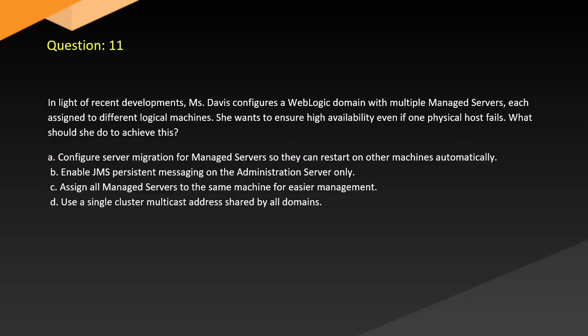Question 11. In light of recent developments, Davis configures a WebLogic domain with multiple managed servers, each assigned to different logical machines. She wants to ensure high availability even if one physical host fails. What should she do to achieve this? A. Configure server migration for managed servers so they can restart on other machines automatically. B. Enable JMS persistent messaging on the administration server only. C. Assign all managed servers to the same machine for easier management. D. Use a single cluster multicast address shared by all domains.